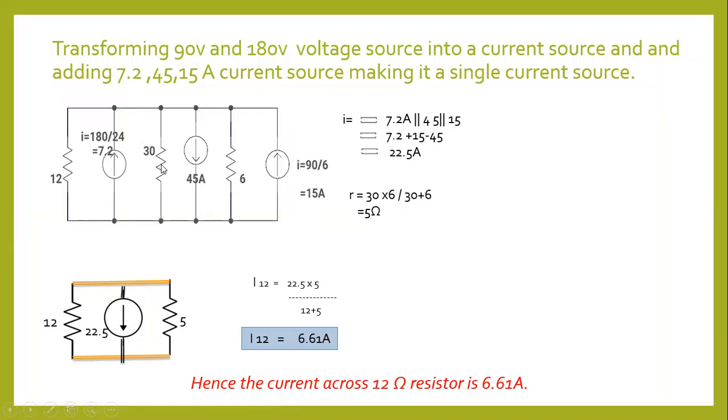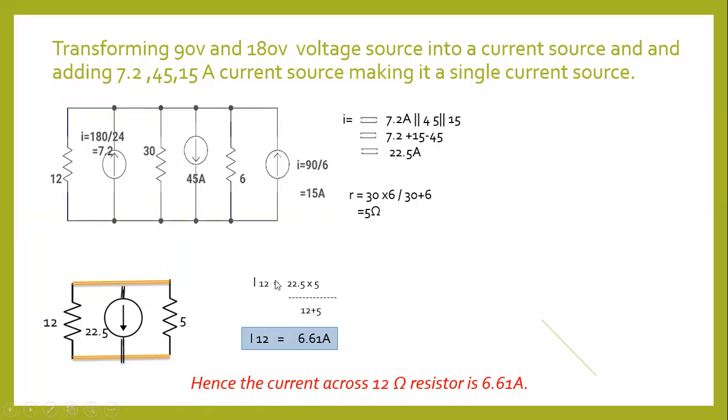All the resistors, the 30 and 6 ohm resistors, are connected in parallel. Using the formula, we got R is equal to 5 ohms. Now the entire thing has become a single current source and a resistor over here. The question asked was to find the current across the 12 ohm resistor.